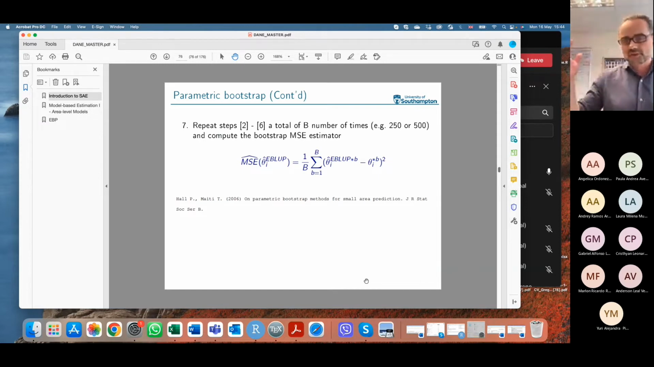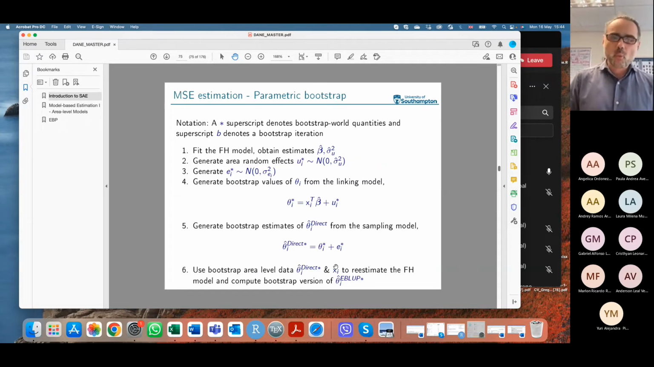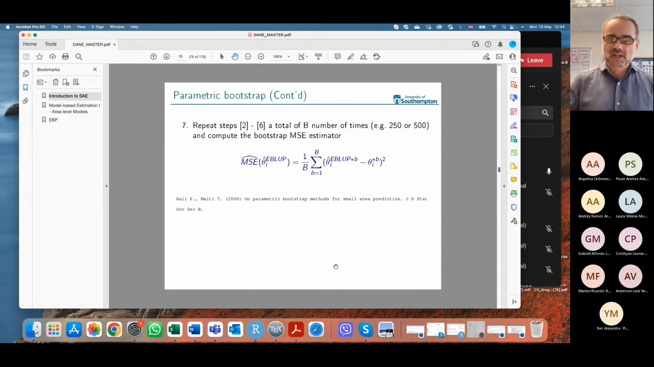I can run 250 bootstrap samples, 500, or 1,000. But at the end of the day, the naive way of calculating an estimate of the mean squared error of the EBLUP is by taking the difference between the EBLUPs calculated from each of the bootstrap samples and the true value in the bootstrap, squaring that, summing over all the bootstrap samples, and dividing by B.